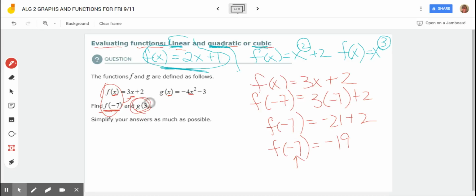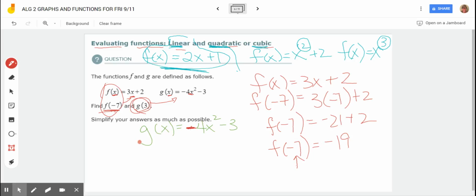It says g of 3. We're going to plug it into here. So g of x is equal to negative 4x squared. This is a good one. You guys, that negative, make it red. Sirens going off. That negative is not part of the base of the square at all. Only the x is squared.